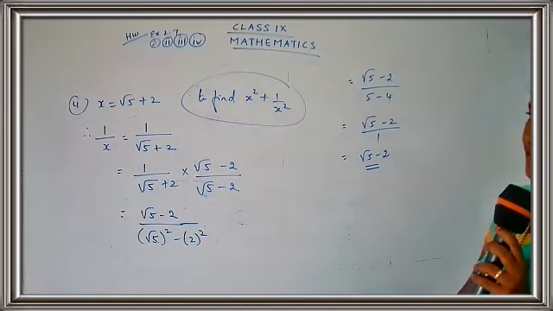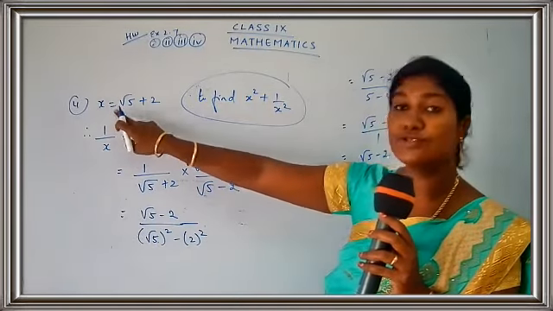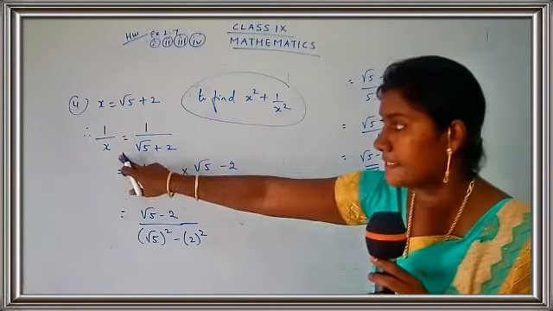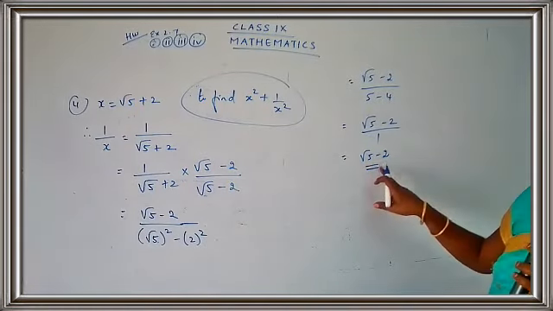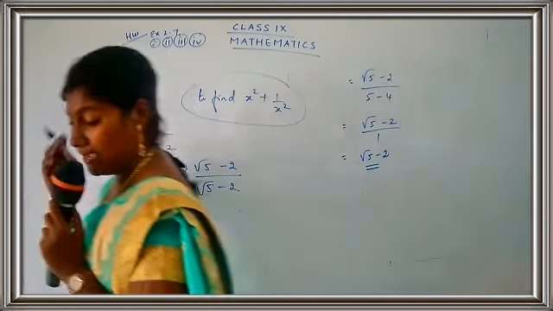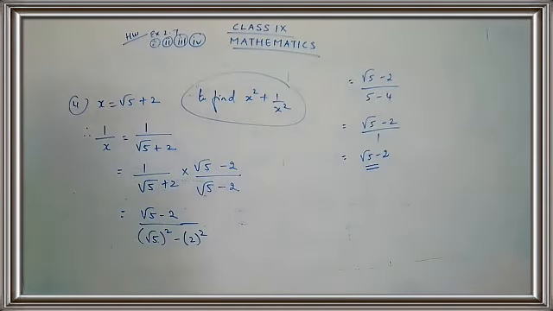So what was the value for x? The value for x is root 5 plus 2. And what is the value for 1 by x? It is root 5 minus 2. Stay on the step. We have one more step to do. We have to do still more. The sum is not completed.